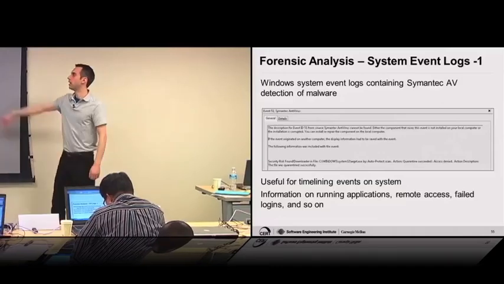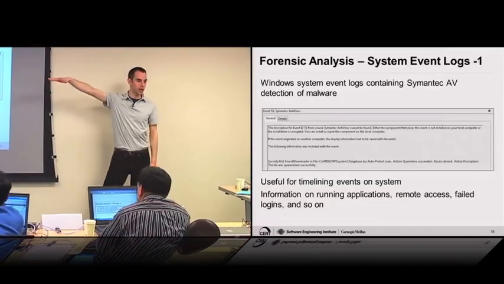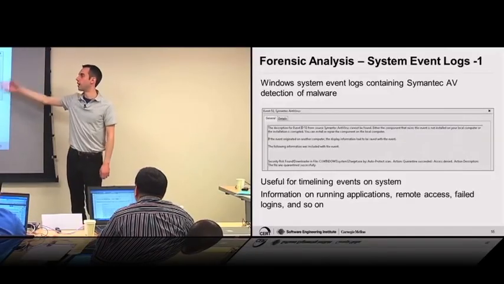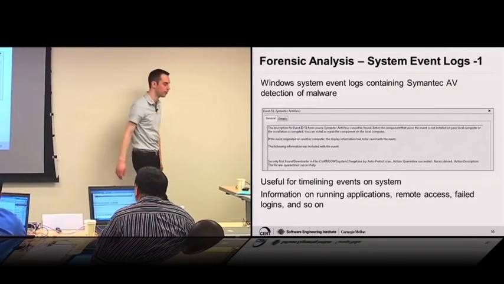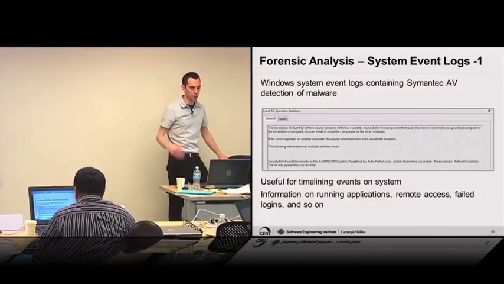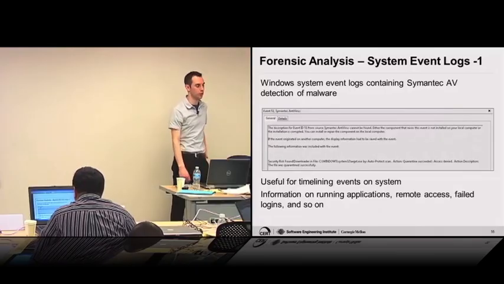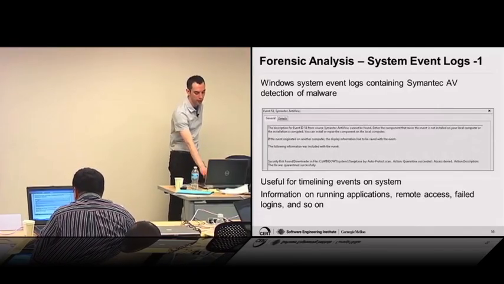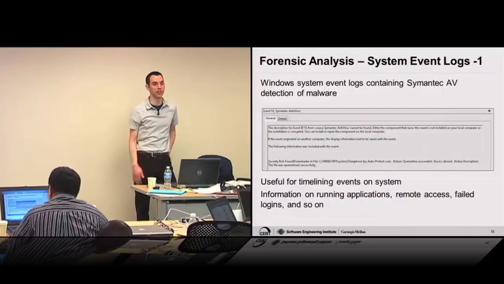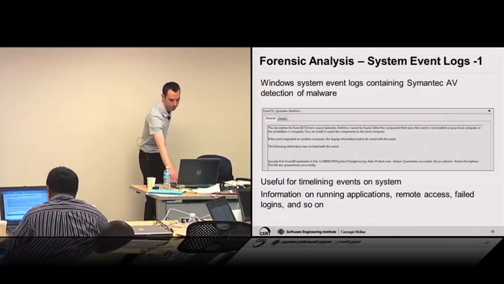Kind of jumping ahead, we saw the application event logs, but any sort of system event log will be helpful in identifying activity that's occurred on a system. It can be useful for timelining events as things occurred and the associated activity related to that event. One of the things I want to point out is remote access, which we obviously identified in looking through the timeline.